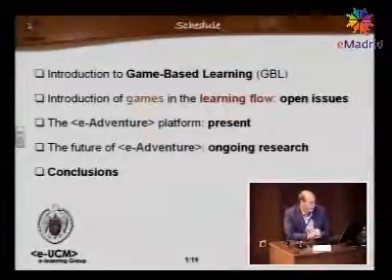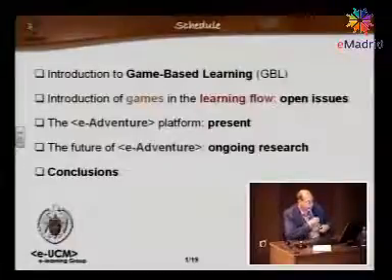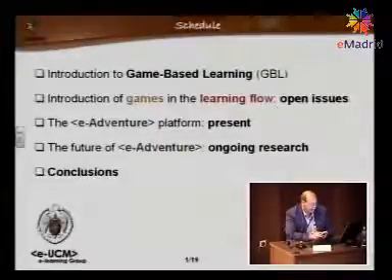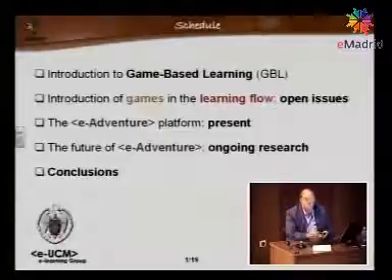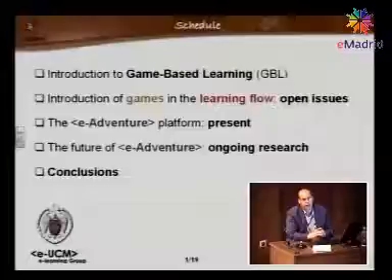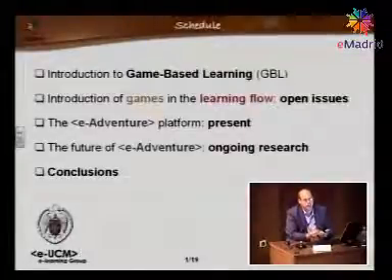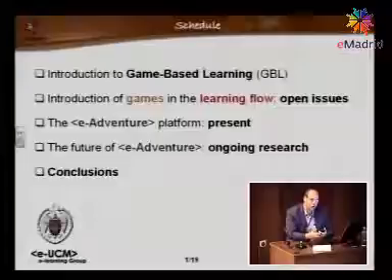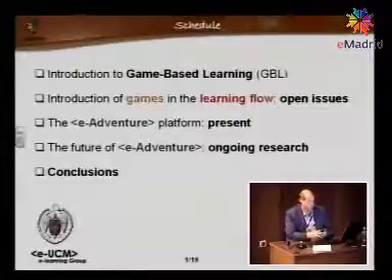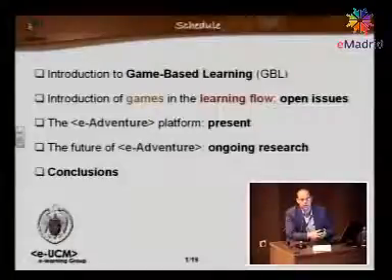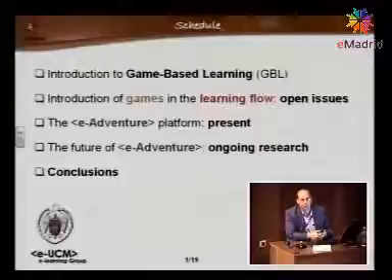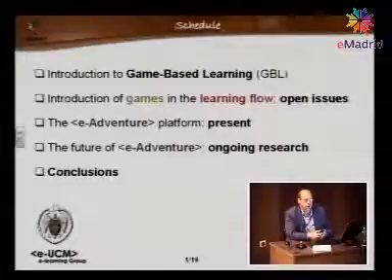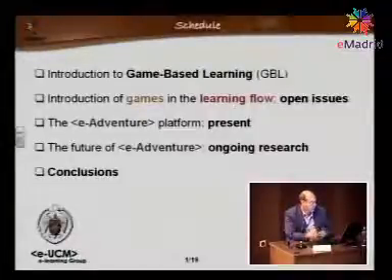The outline of the presentation will be a little bit talking about game-based learning and also about how to introduce games into the learning flow. This is a problem because when you change to a different type of content, you should provide some new pedagogy and some technical aspect. I will deal mostly with the technical aspect. I will present the eAdventure platform, how we are addressing these open issues, and also how we are evolving the eAdventure platform to address new aspects. And I will present some conclusions.